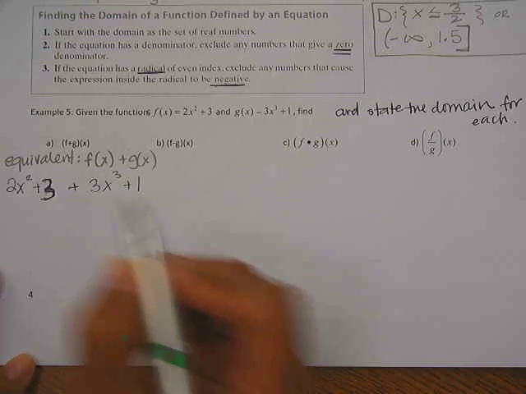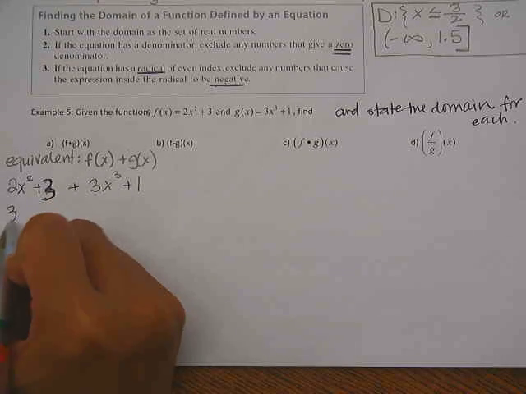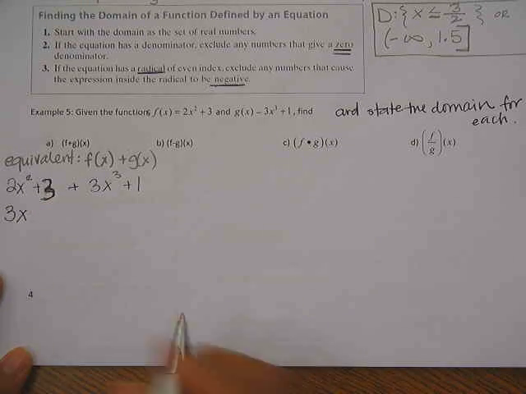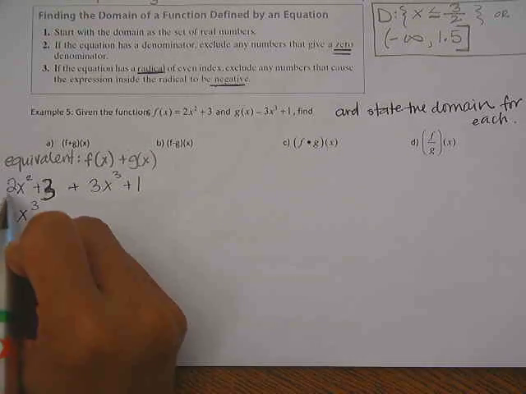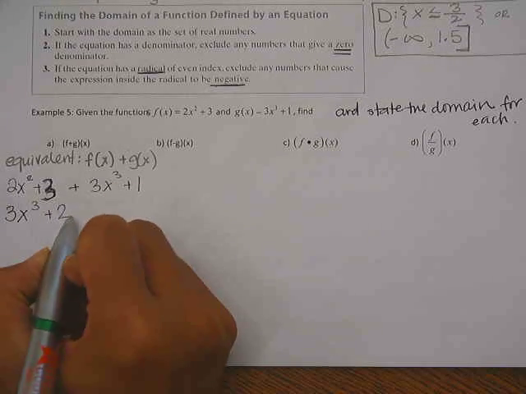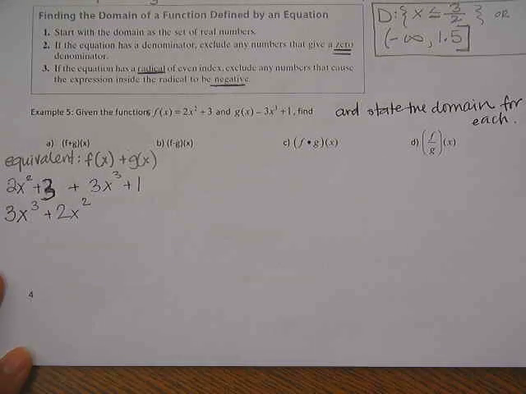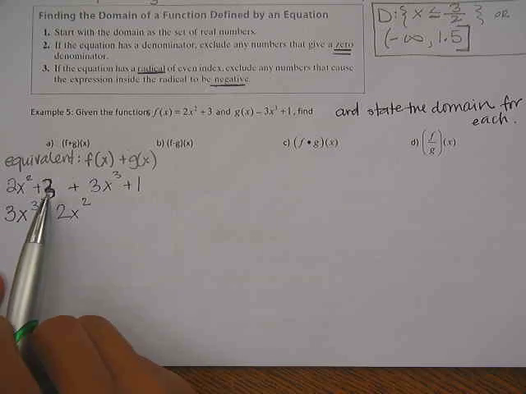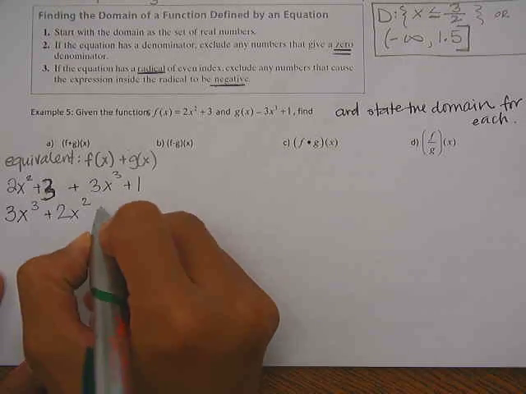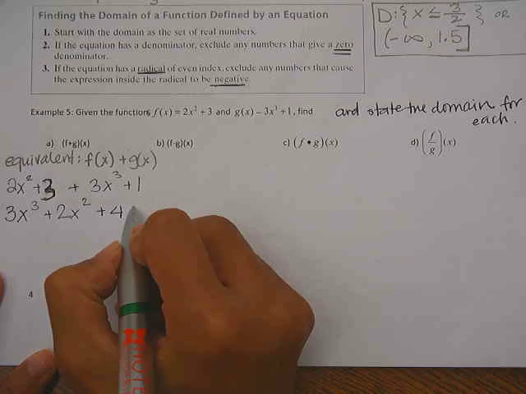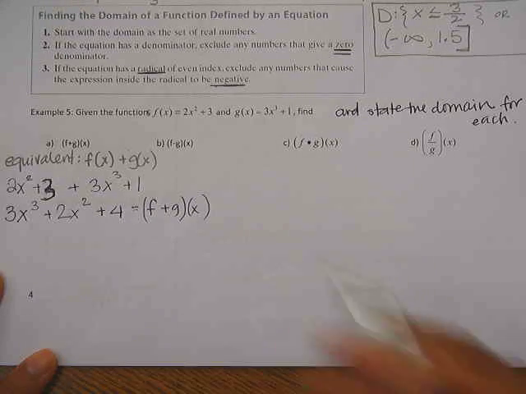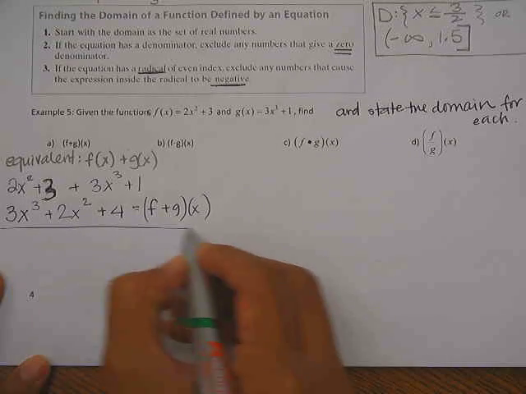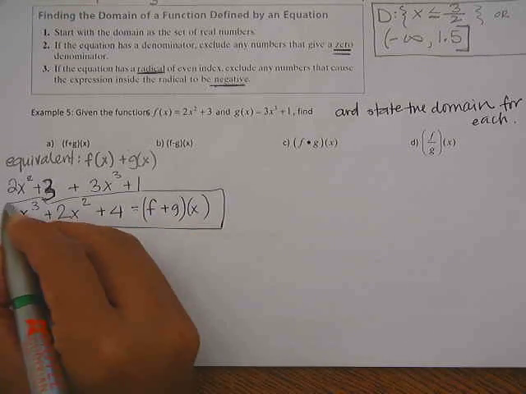3x to the third does not have any common terms, so I'm going to write it from highest power to lowest power, or in descending order. So 3x to the third is my first term. 2x squared does not have any other term, so we write that next. I can add a 3 and a 1, so that will give me a result of 4. So f plus g of x equals 3x to the third plus 2x squared plus 4 when I combine those.